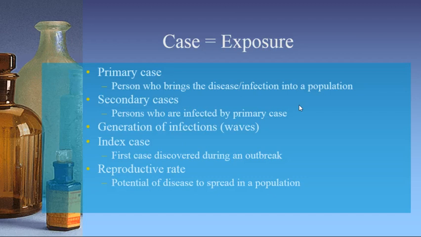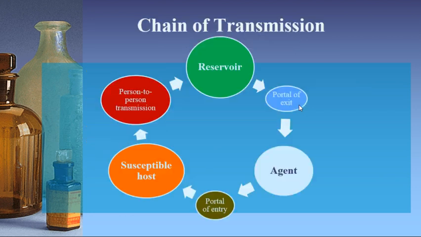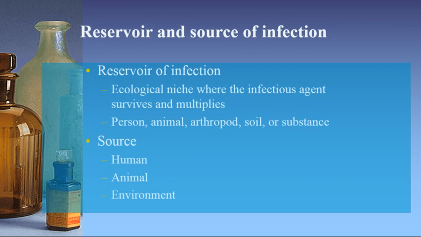And then the index case is the first patient discovered during the outbreak. Probably not the primary case, maybe not. But that's the one that makes you aware that this is going to be a problem. And then the other thing that's really important is the reproductive rate of the disease. What is the potential of the disease to spread in a population? Is it highly infectious? Is it highly contagious? Okay, so the reservoir for infection and source of infection are not necessarily the same.